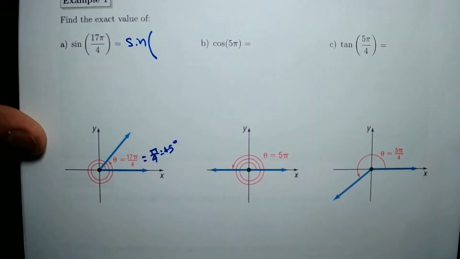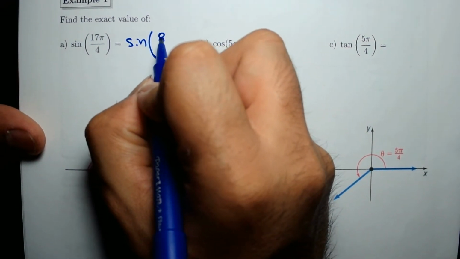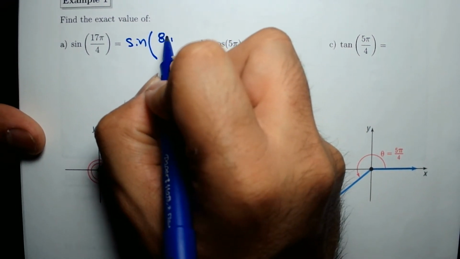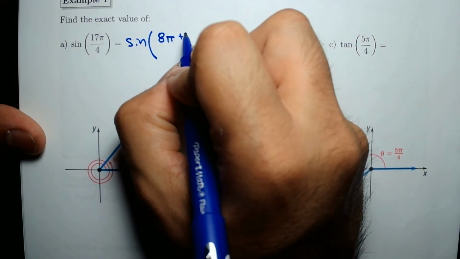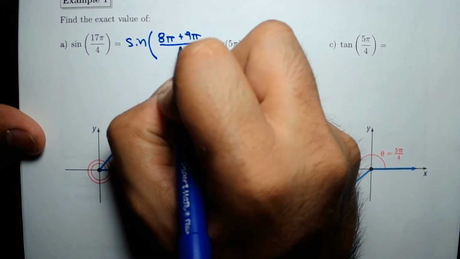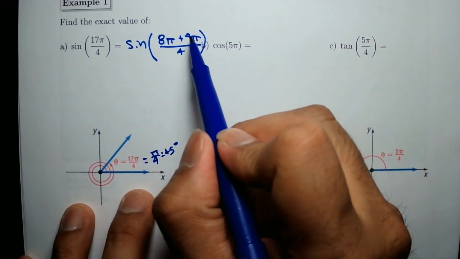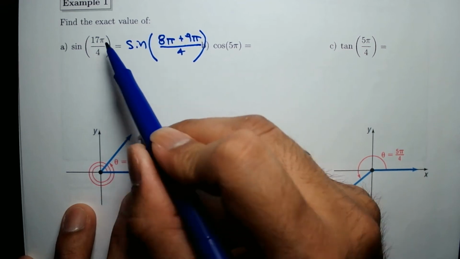So how can we do this? Well, what am I going to do here? I'm going to split this into 8 pi and 9 pi over 4. Alright, where did I get this 8 and this 9? Well, 8 plus 9, that's a 17.